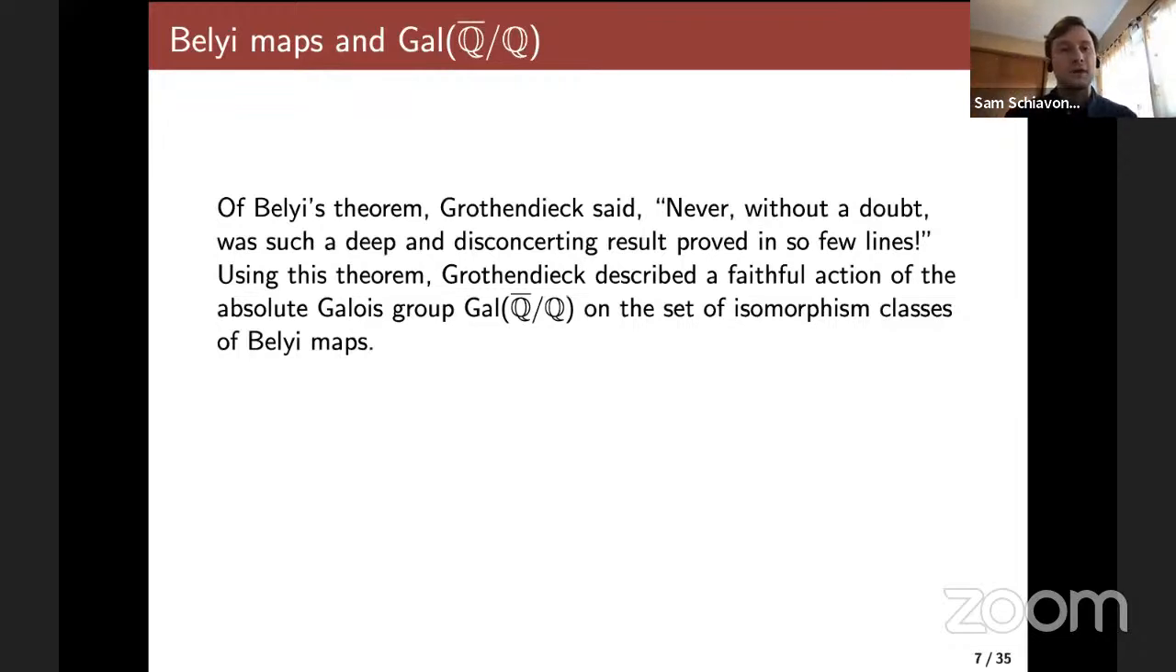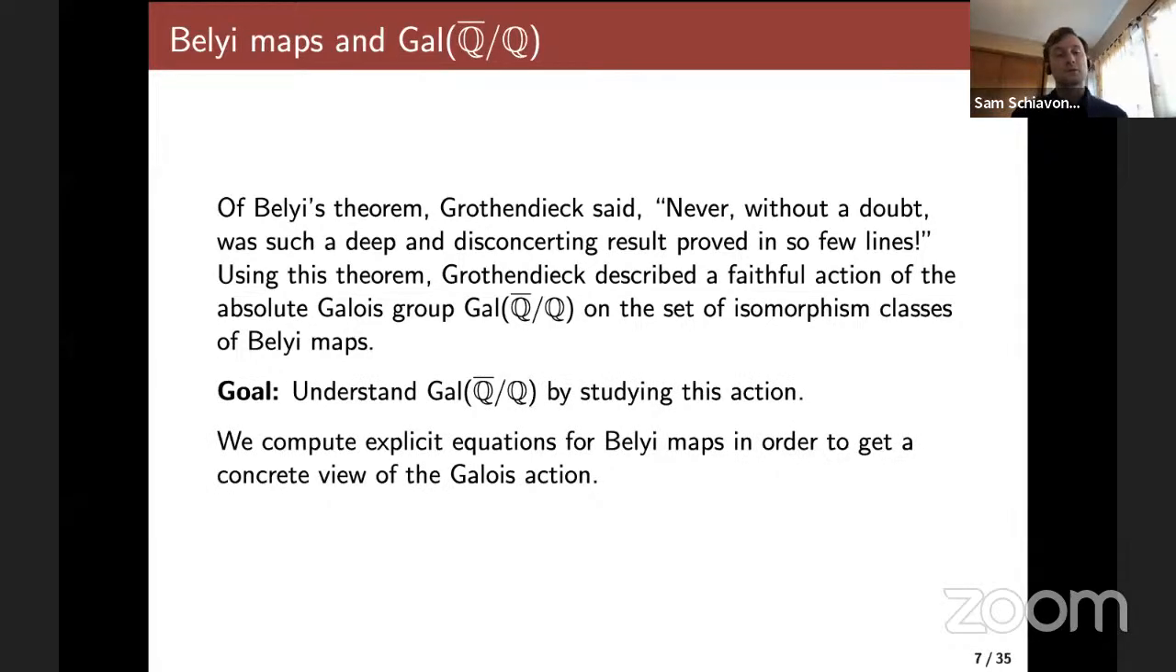All right, so Belyi maps have an interesting relationship with the absolute Galois group of Q. Grothendieck was very impressed by Belyi's theorem, and he said, never without a doubt was such a deep and disconcerting result proved in so few lines. Using Belyi's theorem, Grothendieck described a faithful action of the absolute Galois group of Q on the set of isomorphism classes of Belyi maps. I think Claire mentioned this in her talk. So our somewhat lofty goal is to understand this group by studying this action.